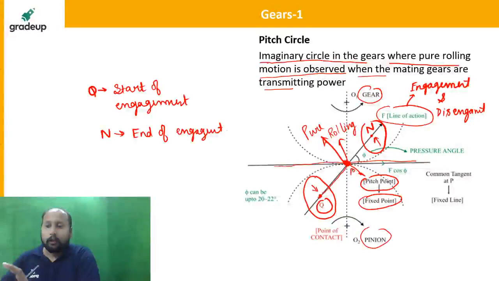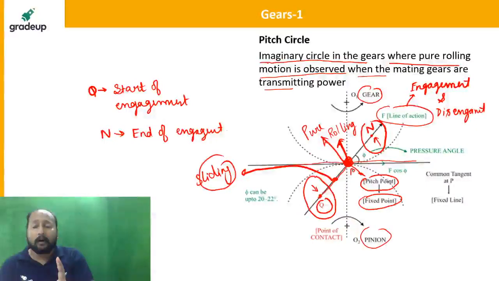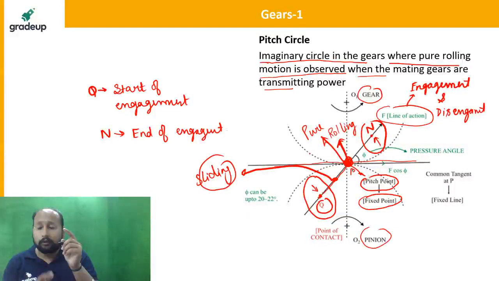So at this point P we'll be having a pure rolling criteria. Very important. Apart from this point, if I take any other point, we'll be having a non-pure or sliding case. We'll be having a sliding of the teeth. Is that clear? It's a very important thing to understand this pitch circle. That is why the pitch circle is very important. It's an imaginary circle where the intersection point of the two circles gives you the pure rolling case.